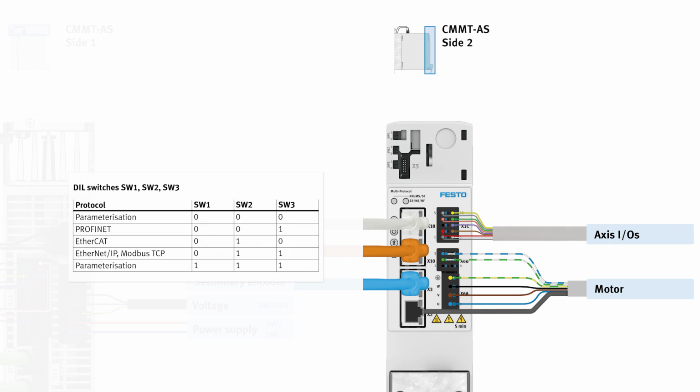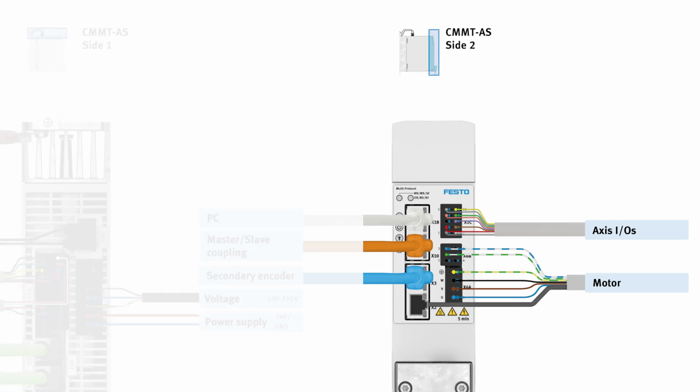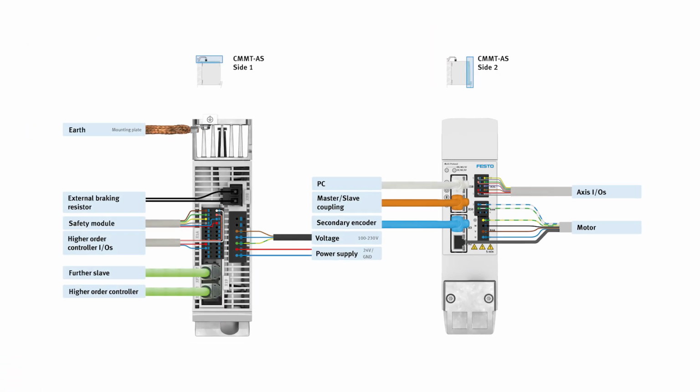Remove the blind plate or operator unit to set the fieldbus either using the DIL switch or during the parameterization of the drive using the Festo Automation Suite. Now the hardware is connected.